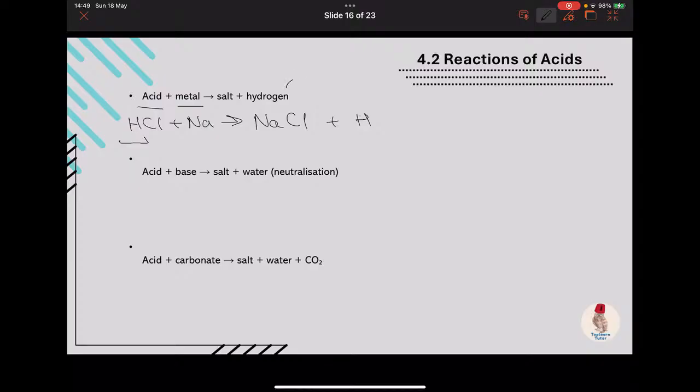As we know from before, it releases H plus. Now, an acid plus a base equals salt plus water. This is a neutralization reaction. Now, neutralization neutralizes an acid or a base, and it makes them both neutral. So, if something's very acidic or something's very alkaline, it neutralizes them.